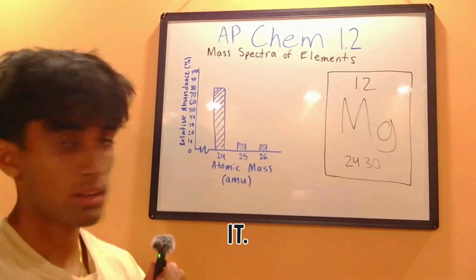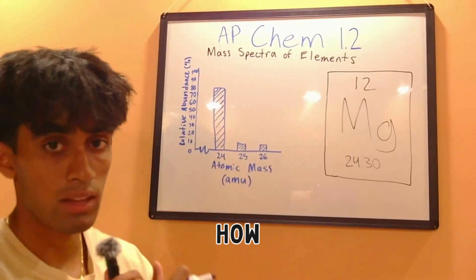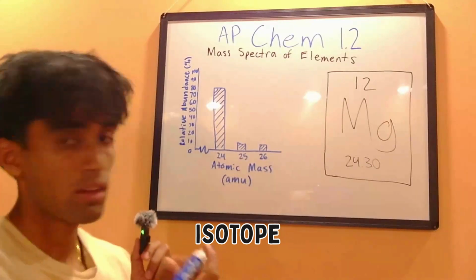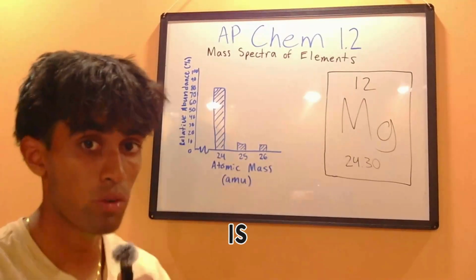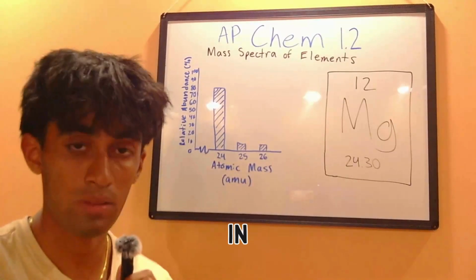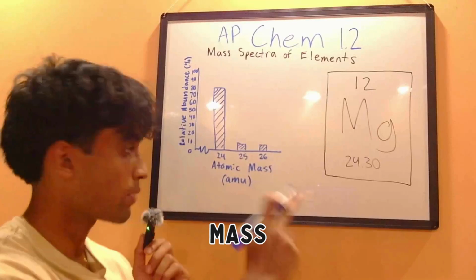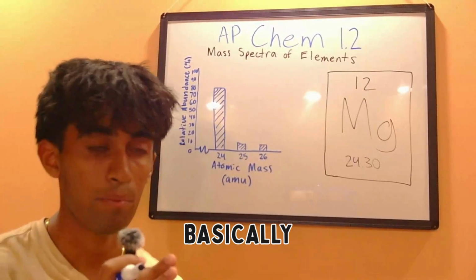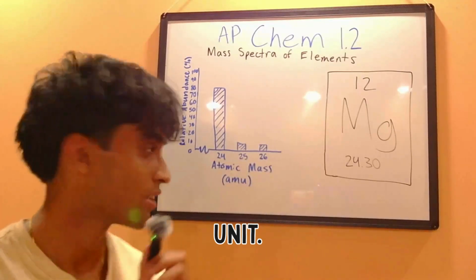So let's understand it. First we have relative abundance in percentage, and this means how many times this isotope occurs in nature. We can see here that Mg24 is the most abundant in nature because it is about 80% of the Mg atoms in nature. And then when we look at the bottom, we see atomic mass in AMU. And by the way, AMU and grams per mole are basically the same thing. They're a 1-to-1 ratio.